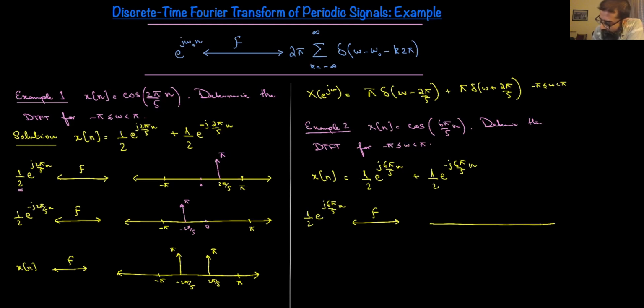Well, that 6 pi by 5 is slightly bigger than pi, right? So what I'm interested in is where the impulse is going to be within the interval minus pi to pi. For that, I just find a copy. I know that this periodically repeats itself, so I just find out what the next copy is going to be. If this difference is 2 pi, I know that there's going to be an impulse residing over here as well.